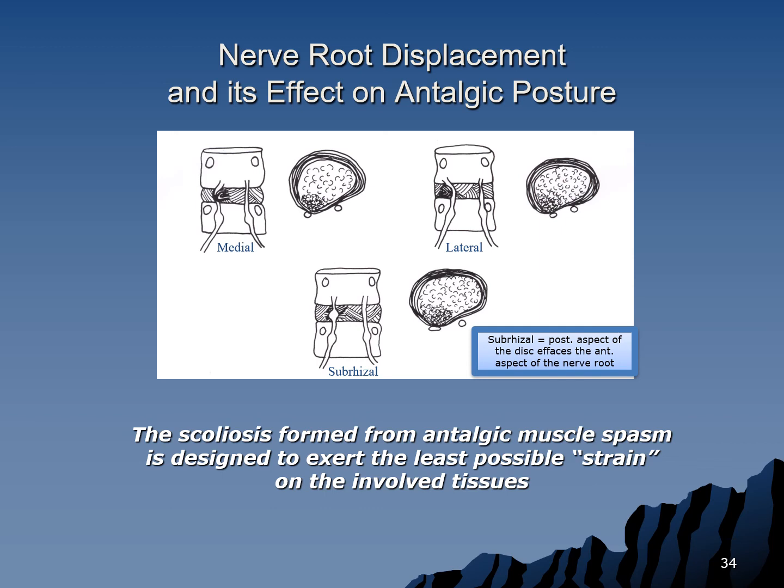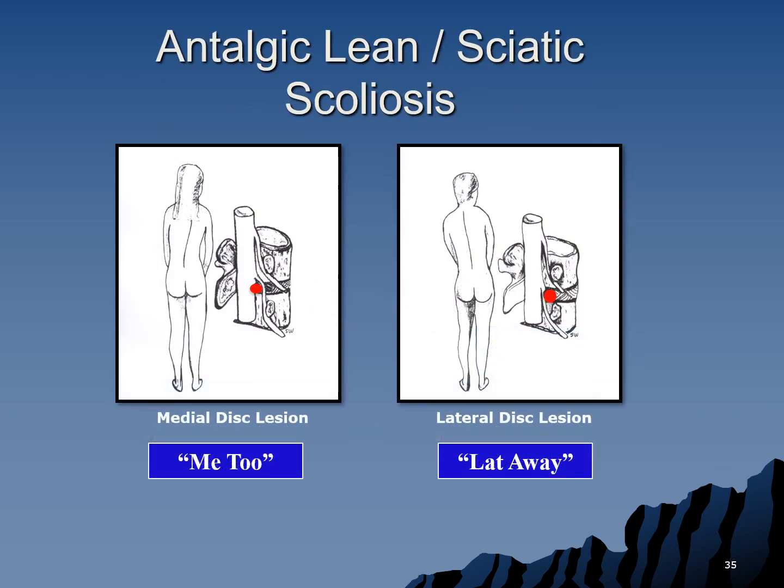And discs can go medial to the nerve root, lateral to the nerve root, or they can go directly anterior to the nerve root. Let's show you a little bit more about that. All right, so to the left is a medial disc lesion, and you can see it in red. Right there in red. Okay, let's go ahead and erase that now.